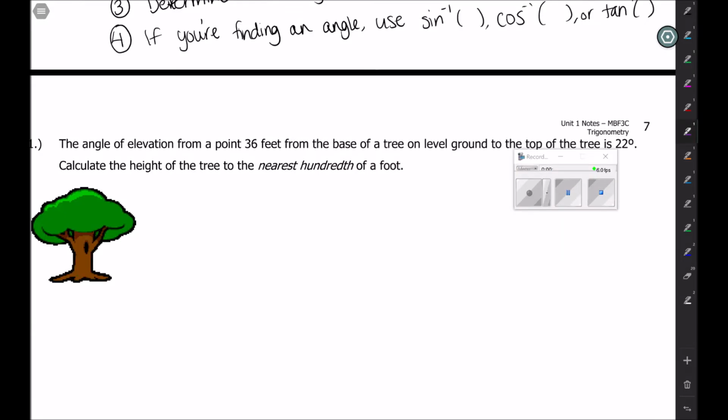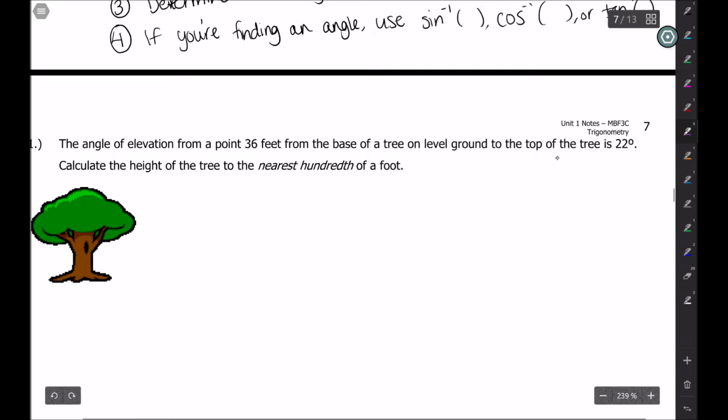All right, so let's go ahead and take a look at question number 1. In number 1, it says the angle of elevation, so we're going to underline key terms, from a point 36 feet from the base of a tree on level ground to the top of the tree is 22 degrees. And we want to calculate the height of the tree. And it's to the nearest hundredth, okay? So I'm going to draw a picture of what's happening here.